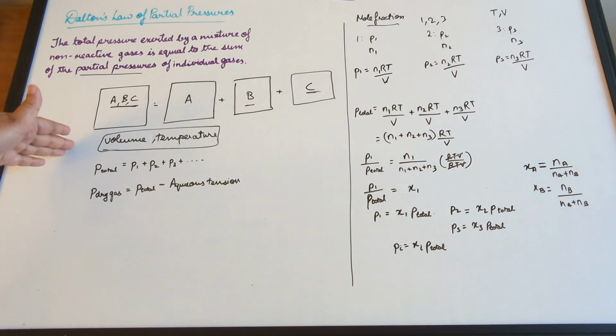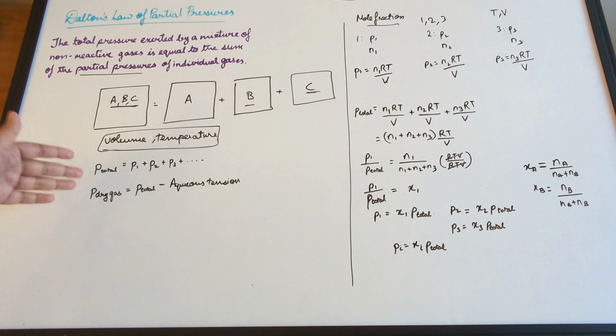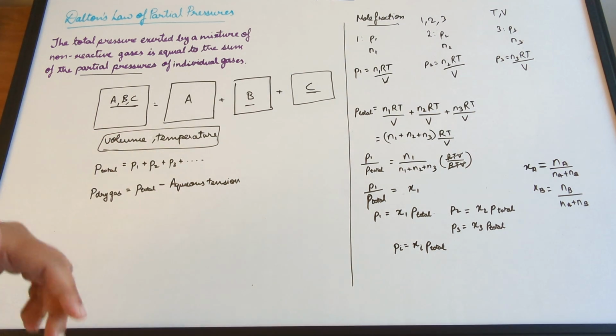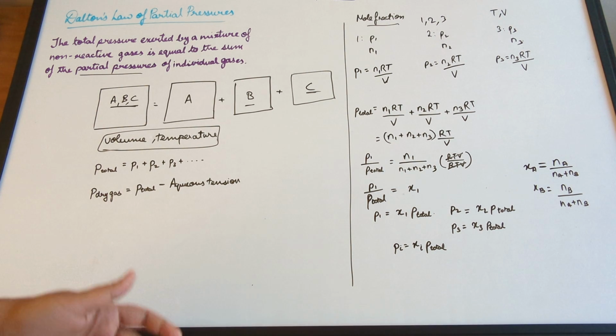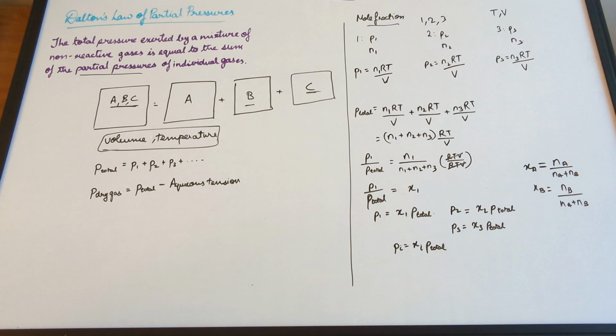So P total, that is the pressure of the mixture, is going to be equal to the sum of the partial pressures of the individual gases. Generally when we isolate a gas, we isolate it over water. Because of that, it will have a small amount of water vapor in it. So what we do is we subtract the vapor pressure from the total pressure. That's basically the pressure exerted by the water vapor, and that's referred to as aqueous tension. Based on the temperature, you have a particular pressure that has to be subtracted, and that is given in your textbook.